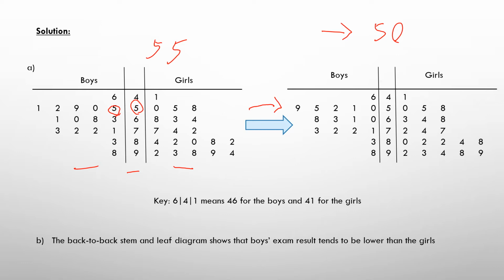And then B, comment on the result. From this back-to-back stem and leaf diagram, we can clearly see that the boys' exam results tend to be lower than the girls', because most of the boys get 40, 50, 60 something, but the girls will get 70, 80, 90. So this shows that the boys' exam results tend to be lower than the girls'.